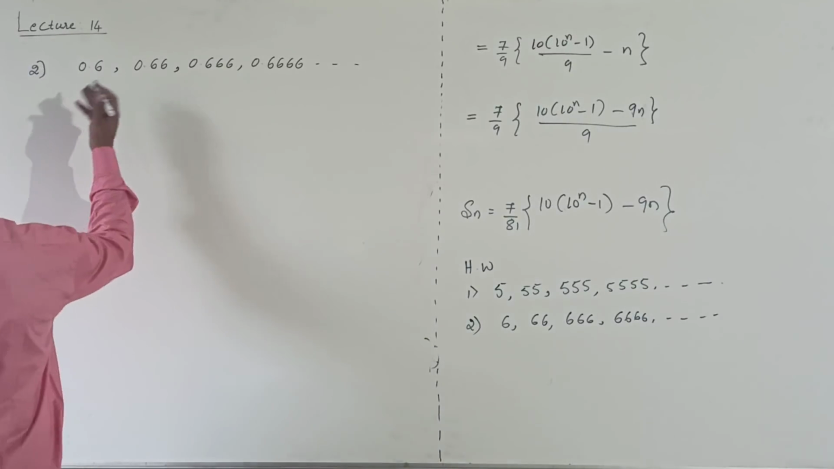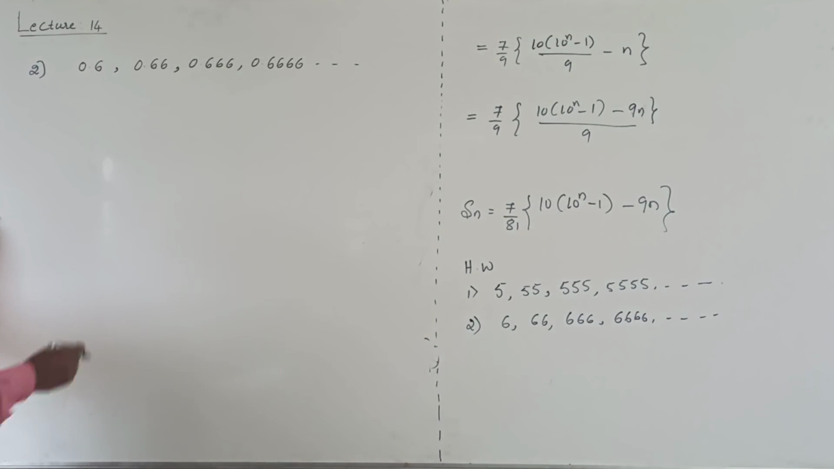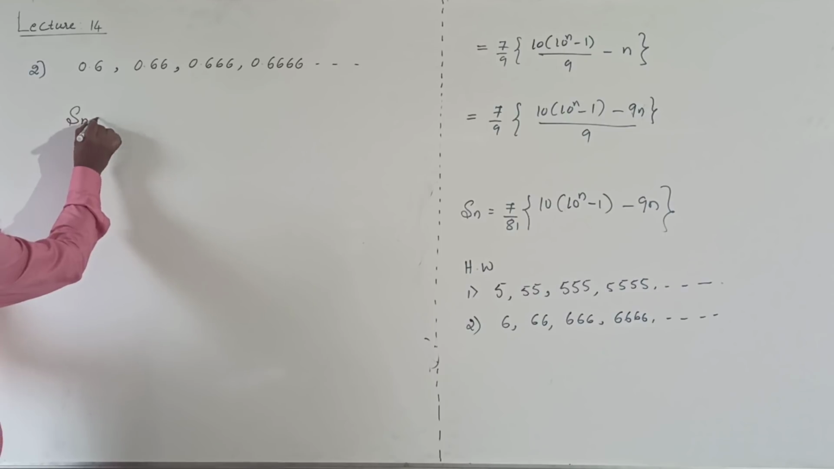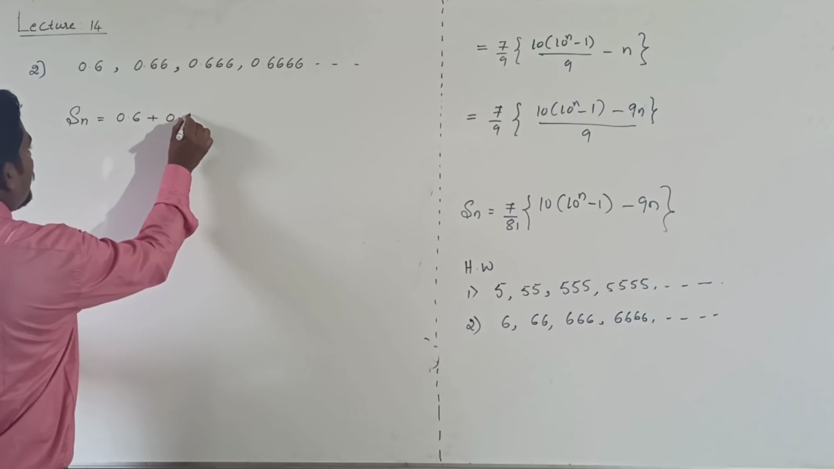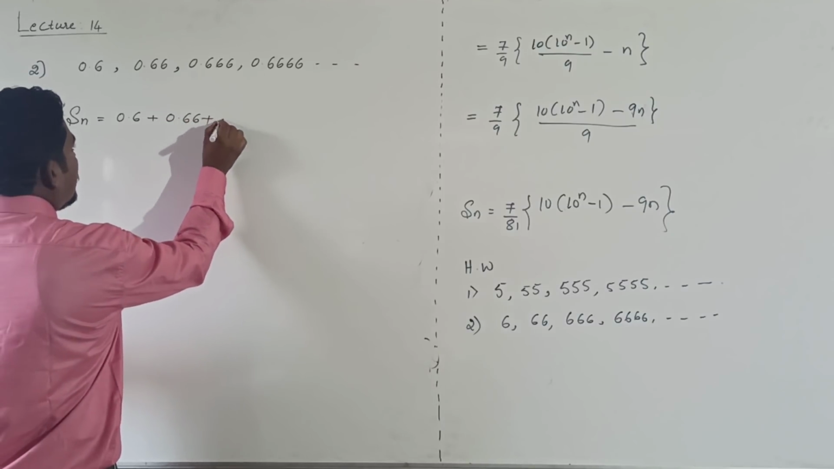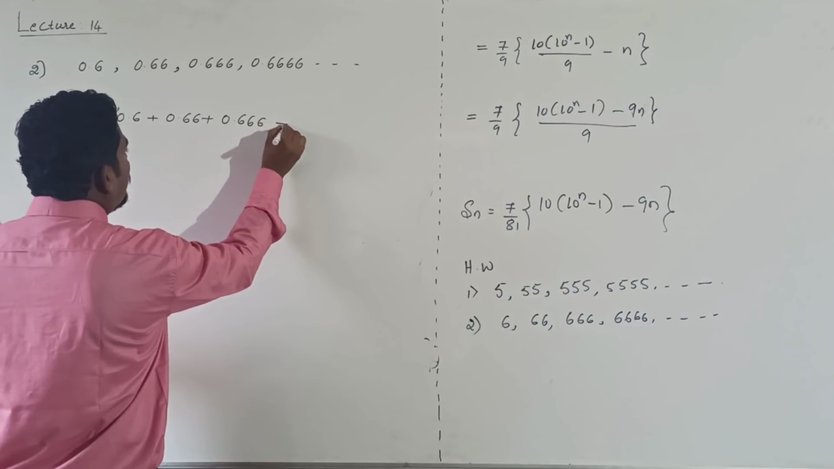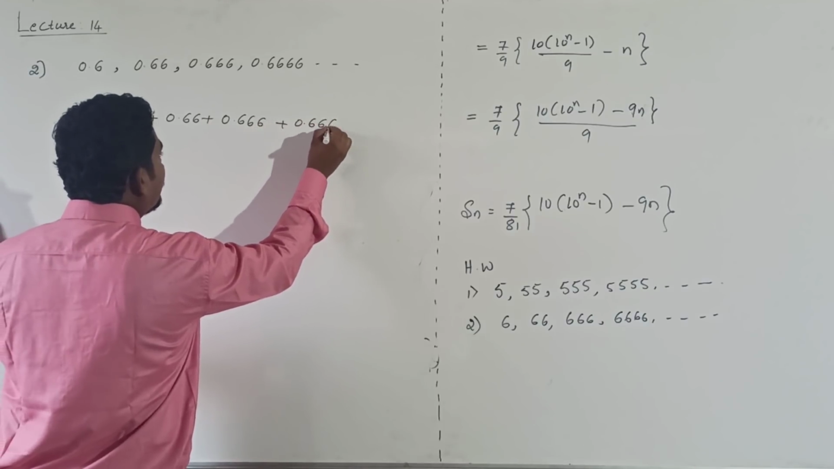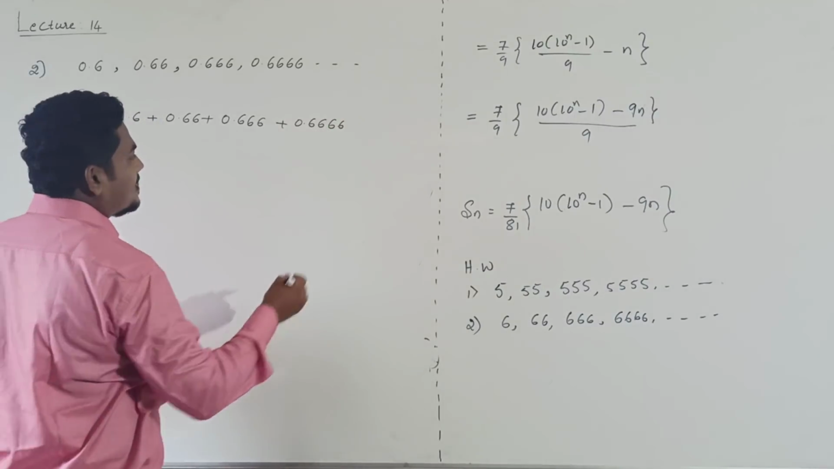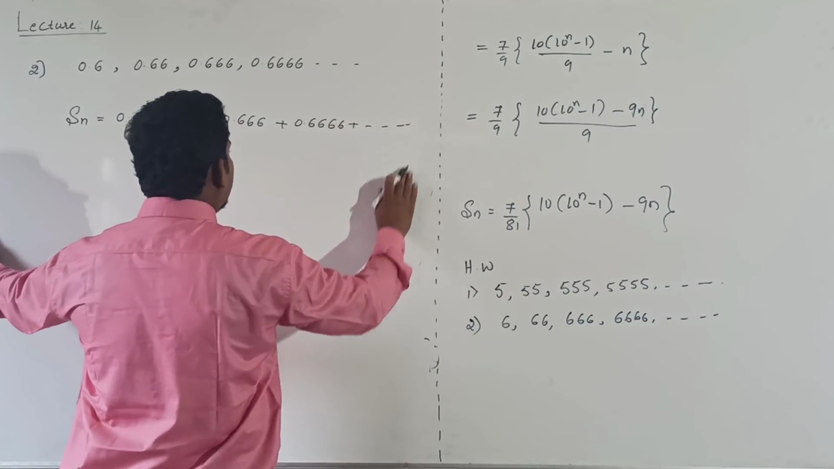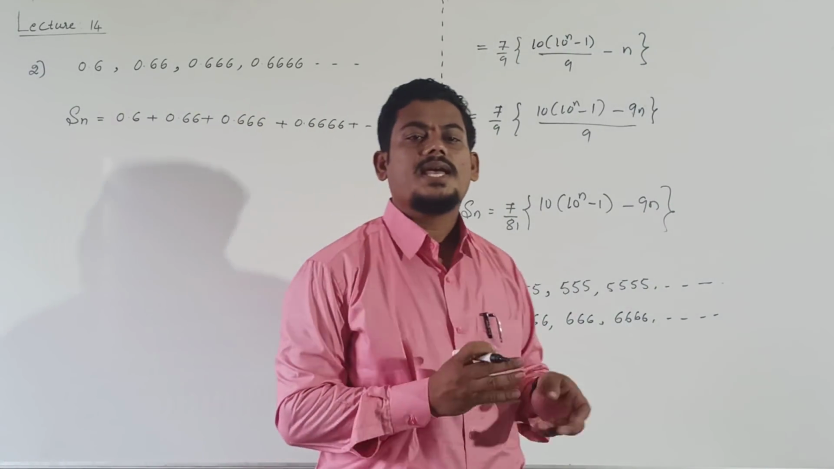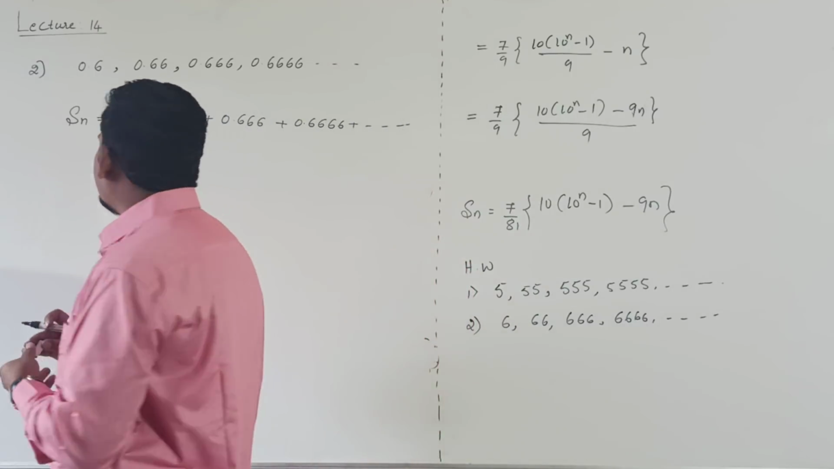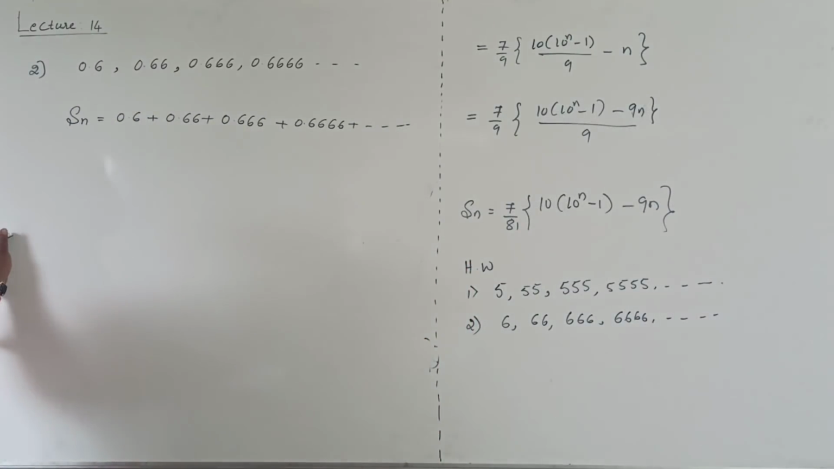Again same procedure only. Clearly it is neither in AP nor in GP. So what is the sum? The sum is denoted with Sn. Sn equal to 0.6 plus 0.66 plus 0.666 plus 0.6666 plus and so on up to n terms. Clearly this series is not in AP and not in GP. Neither in AP nor in GP means again we convert the given sequence or series into GP.